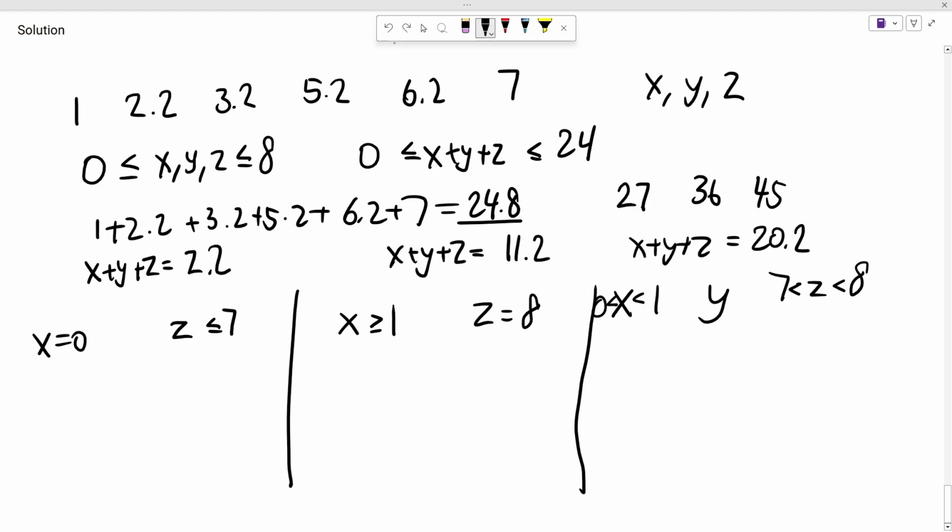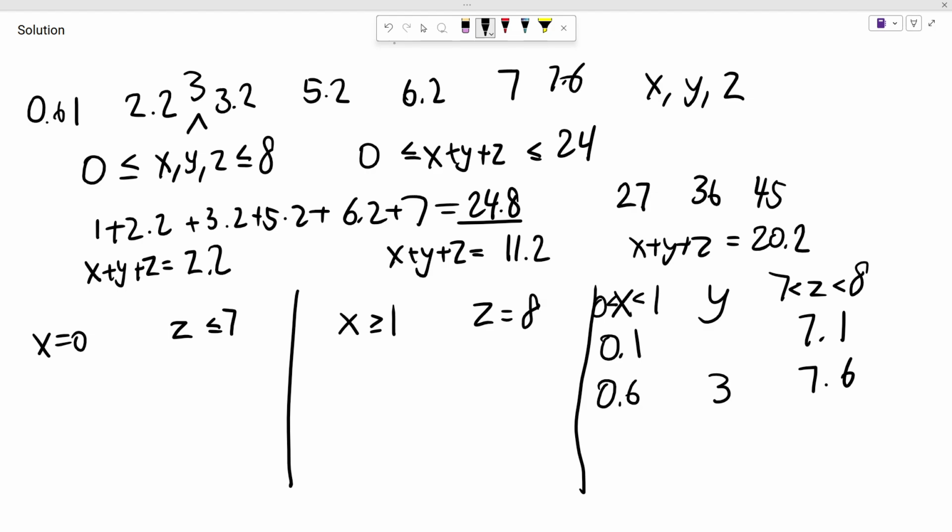So the only ways are for x equals 0.1, z equals 7.1, or x equals 0.6, z equals 7.6. If x is 0.6 and z is 7.6, then that gets us to 8.2, which means y would have to be 3. But note that if y is 3, then it's not going to be the median. If we have 0.6 and 7.6, the median is going to be this 3.2, which is not an integer. So that means that's no good. This case is no good.